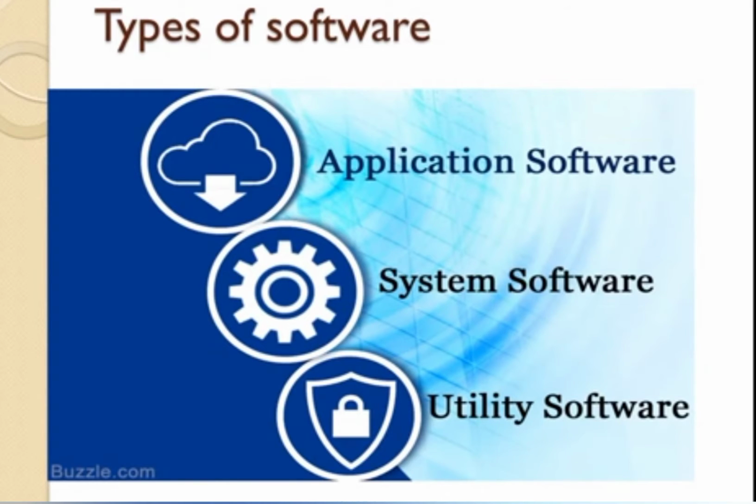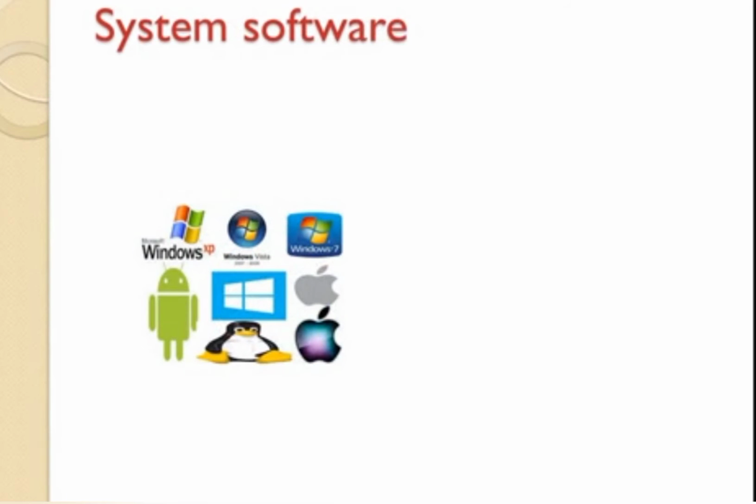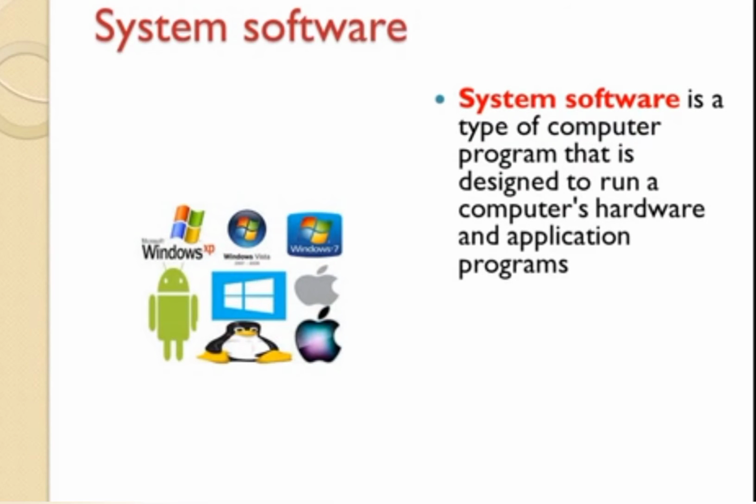We have three major types of software. We have the application software, the system software, and the utility software. I will say them again. Can you say it with me? Number one, we said what? The application software. Number two, we said what? The system software. And number three, we said what? The utility software.